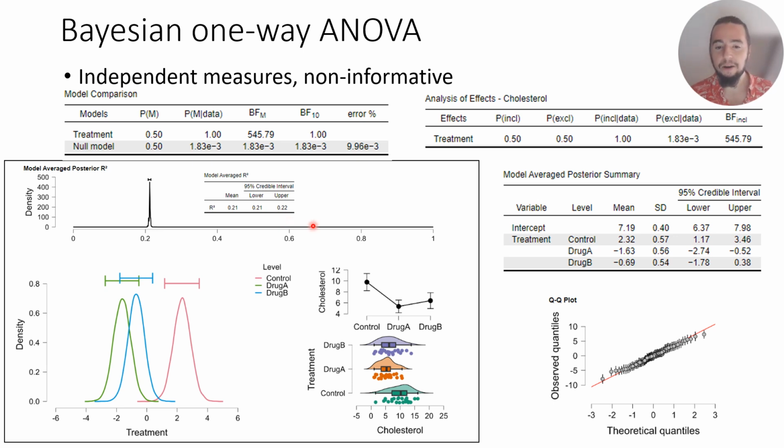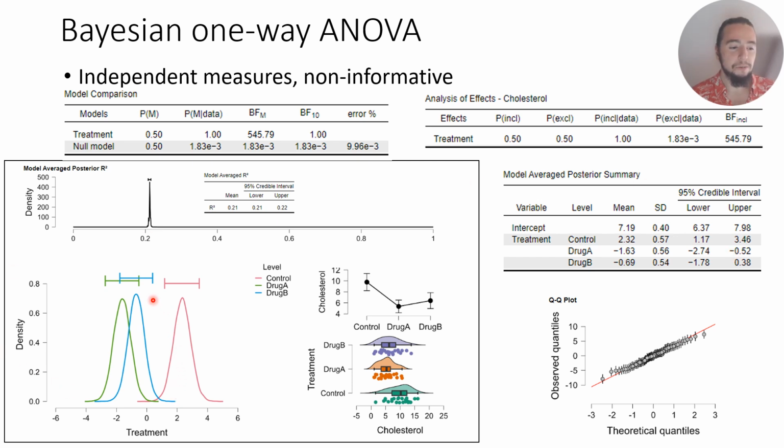Okay, so now here we have a table of all of the levels of our variable, also with the intercept, with the respective means, standard deviations, and credible intervals. This can be plotted because they are drawn from a posterior distribution.